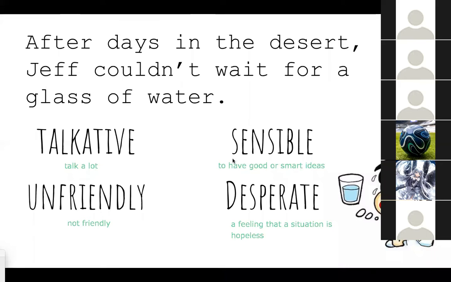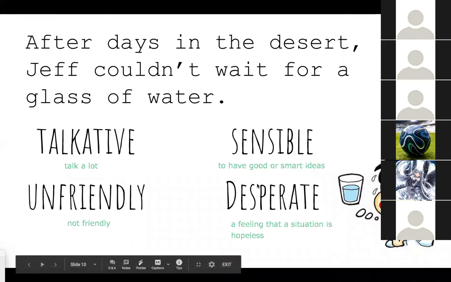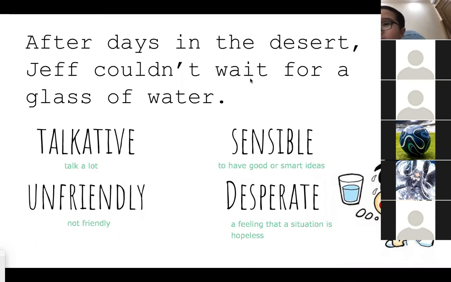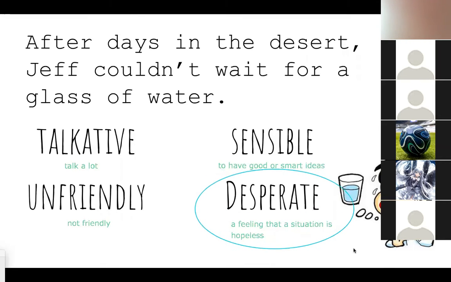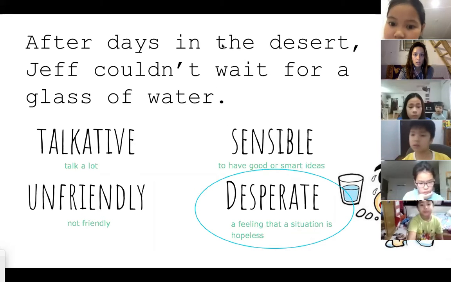After days in the desert, Jeff couldn't wait for a glass of water. How can we describe Jeff in this sentence? Ciro? Desperate. Yep. He's been in the desert for days and days. He probably thinks he'll never get a glass of water again, right? So we can say that Jeff is desperate for a glass of water. Good job.